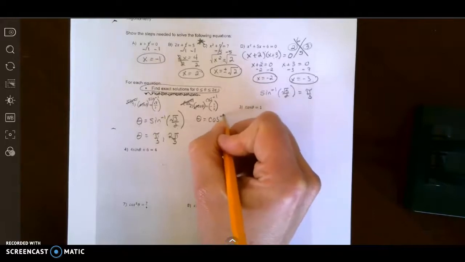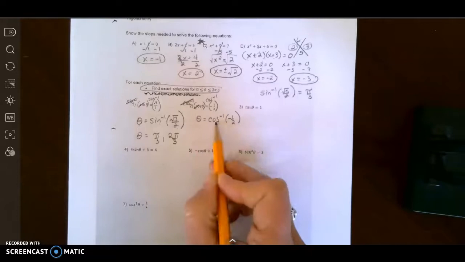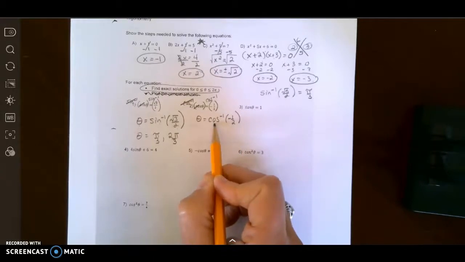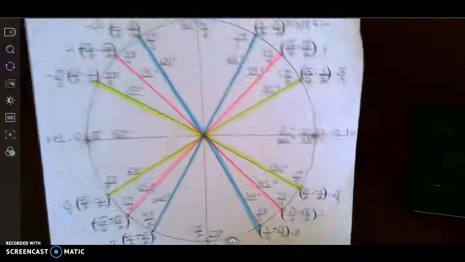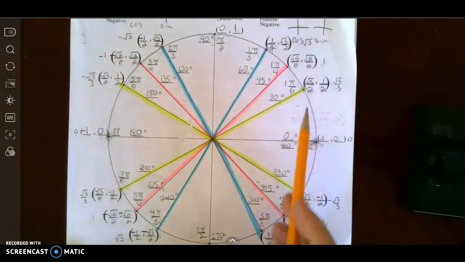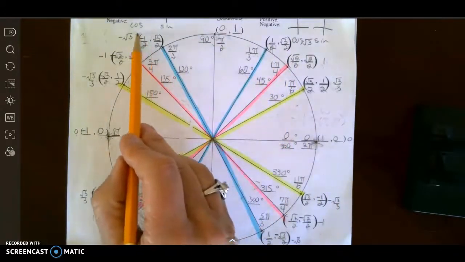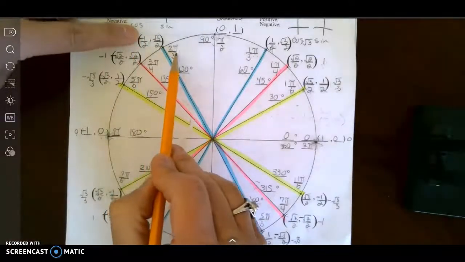Therefore, we have to find all the times where the cosine is negative 1/2, where the x-coordinate is negative 1/2. So I go to my unit circle, and I look for x-coordinates. Right there, there's an x-coordinate that's negative 1/2. 2 pi over 3, that's one of my answers.